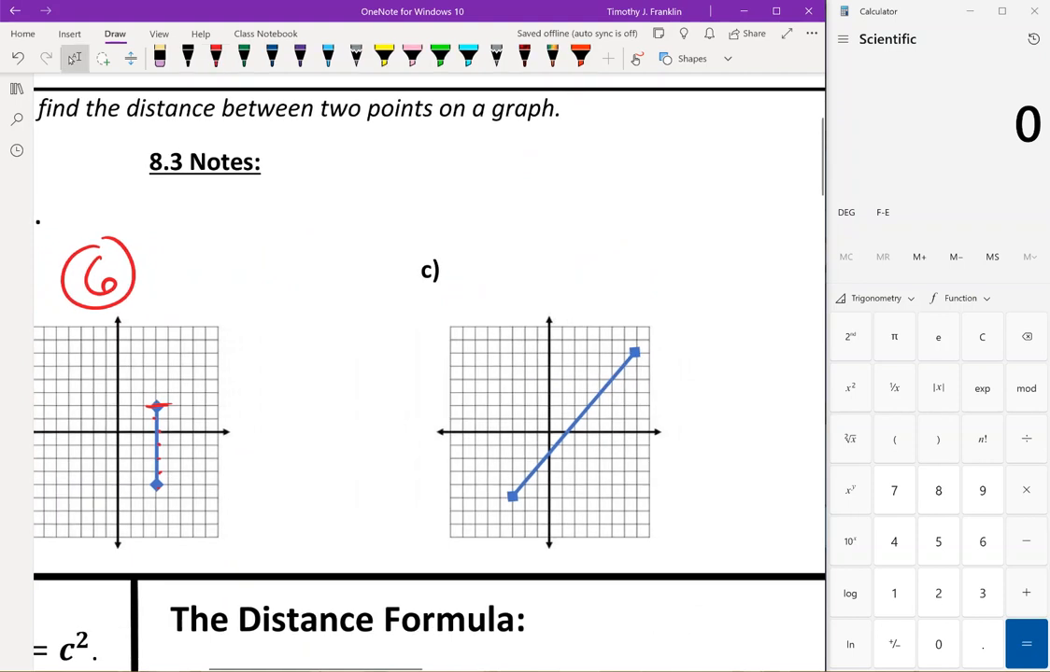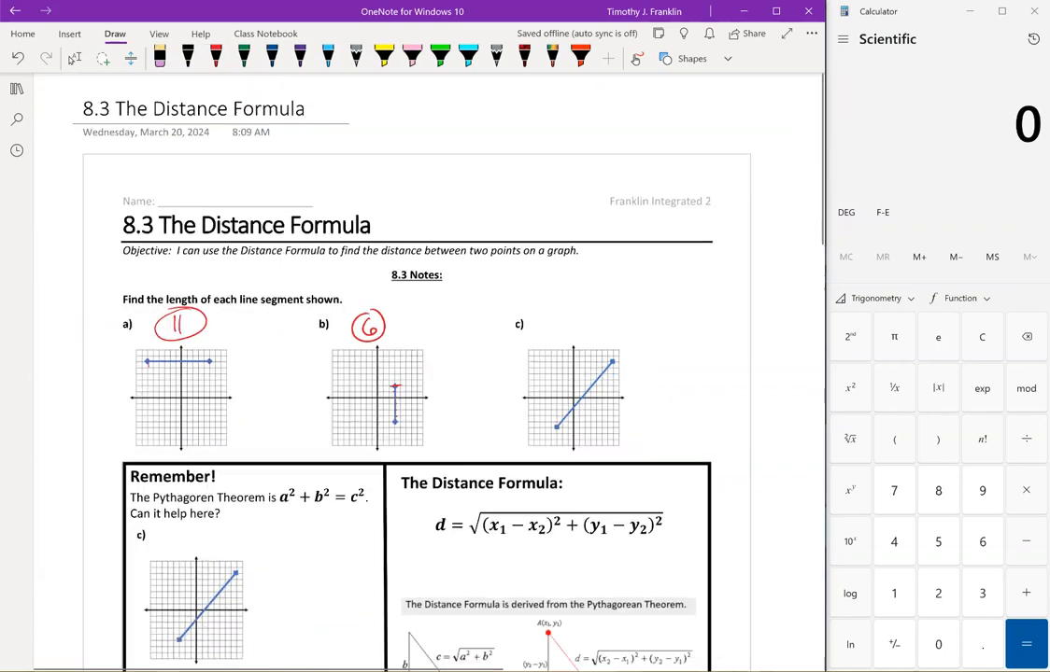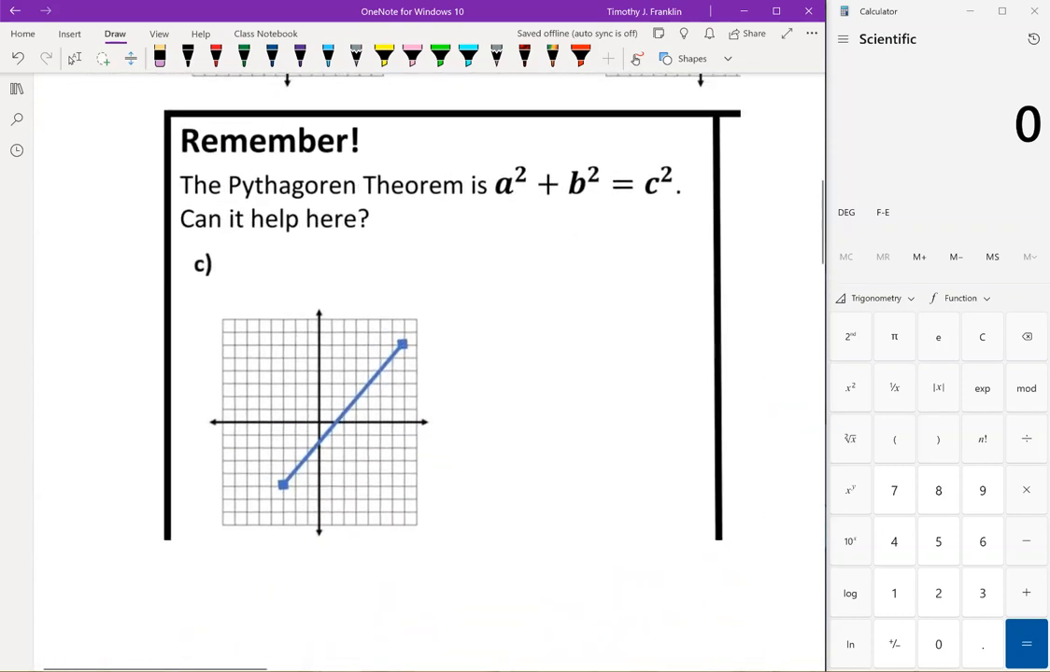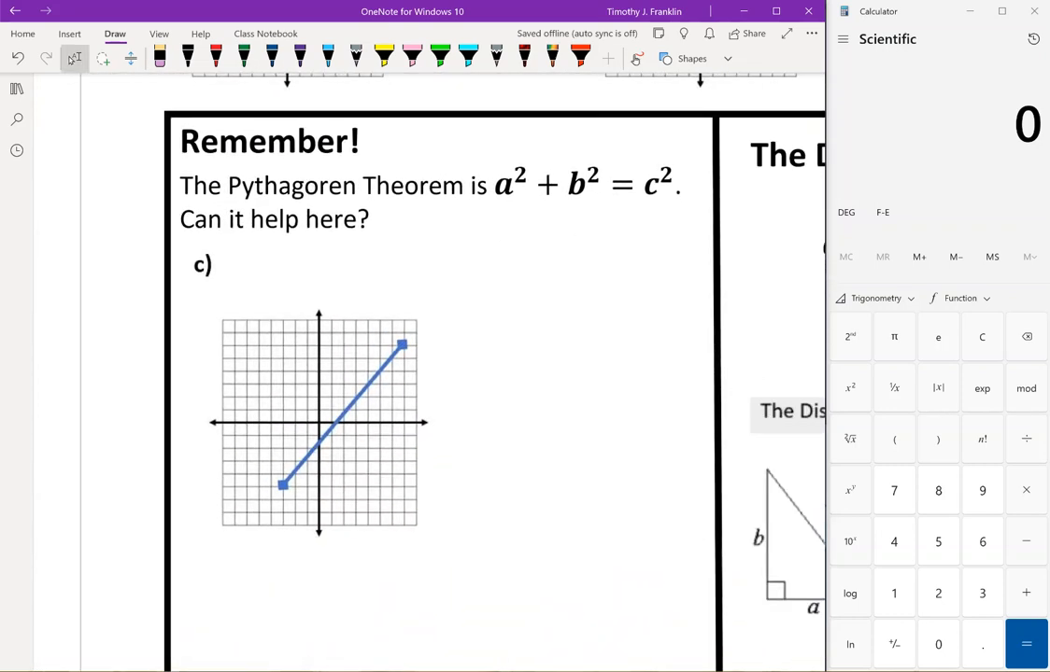The trouble is when we get to a diagonal line like this, because we can't just count this way because there's no units showing us how many we can go. So what we need to do is remember the Pythagorean theorem. It's a squared plus b squared equals c squared. And remember, this works for right triangles. If we have a right triangle with sides a, b, and the hypotenuse c, the side lengths always follow this formula.